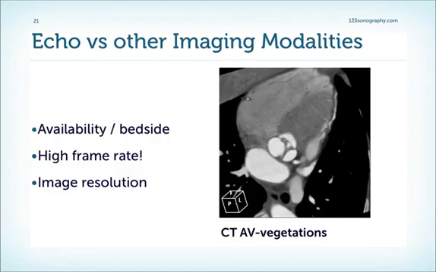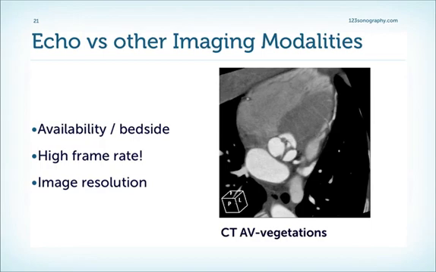And yes, other imaging modalities such as MRI or CT can also at least sometimes visualize vegetations. But they have a number of disadvantages. They're not as available at the bedside as echo. The frame rates are not comparable, and we need high frame rates because those vegetations often move very quickly.